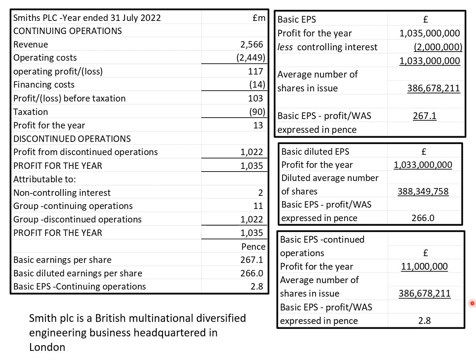And finally, we have the basic EPS from continuing operations. Again, the same calculation, the profit for the year divided by the average number of shares in issue, and the number is small, which is 2.8, simply because the profit from the continuing operations is 11 million.